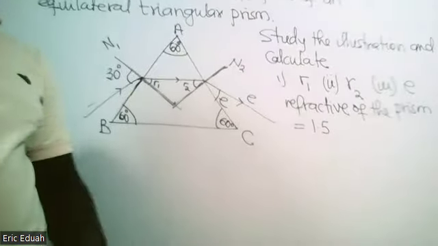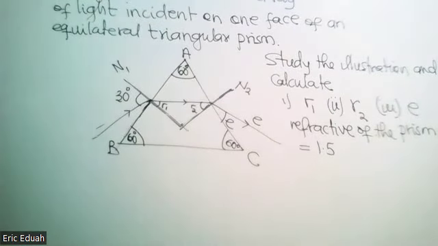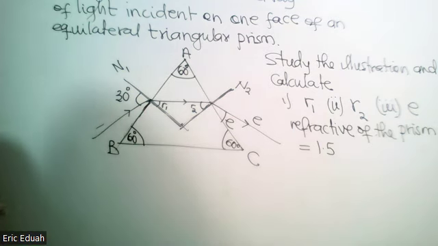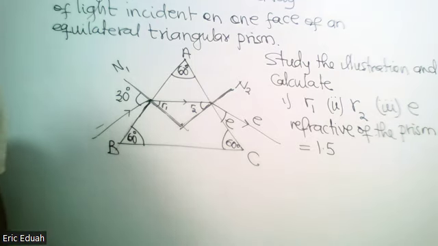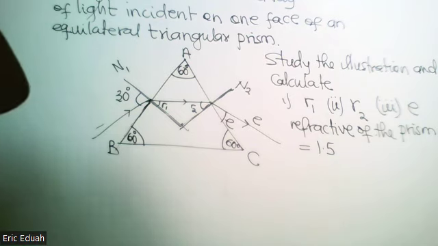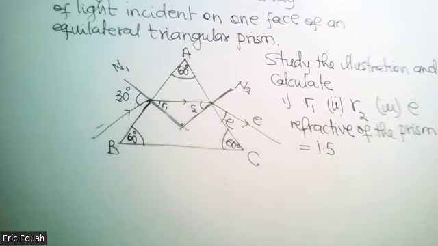I want you to look at it. Think through it. Okay, try solving for just a maximum of 6 minutes. Then I come in. Think through how you can determine R1, R2, and E when you are given a refractive index of the prism to be 1.5. Just think through this for 5 minutes.